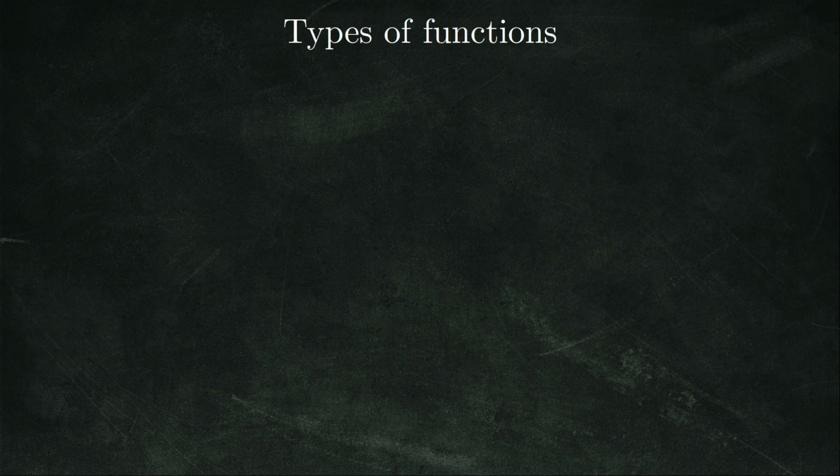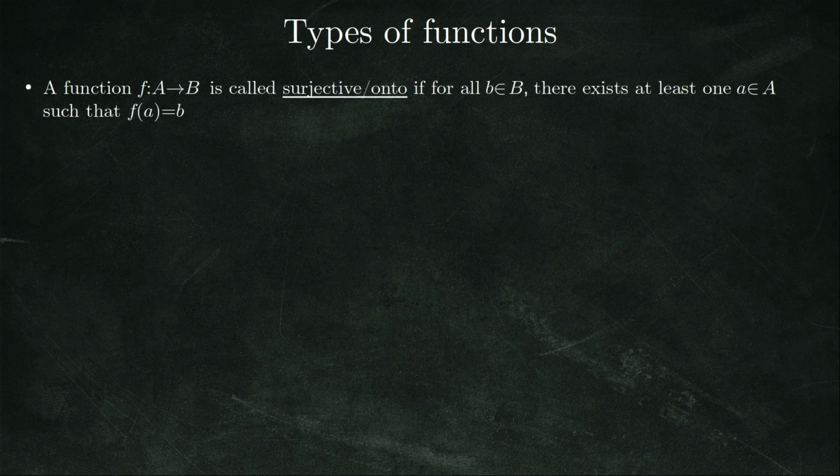So now we're going to see a way we can categorize functions into 3 groups. So the first type of function is surjective or onto, and a function is surjective if for all b in the codomain there exists at least one a in the domain such that f of a equals b. So in other words, the function gets mapped onto the entirety of the codomain.